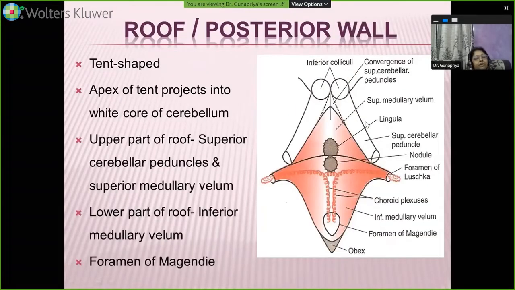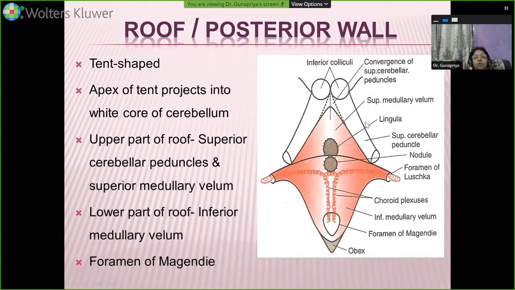Now coming to the roof or posterior wall. Posterior wall means it is towards the cerebellum. So behind the fourth ventricle, what you have is the cerebellum. In front of the fourth ventricle, you have the pons and medulla, the dorsal or posterior surface of pons and medulla.